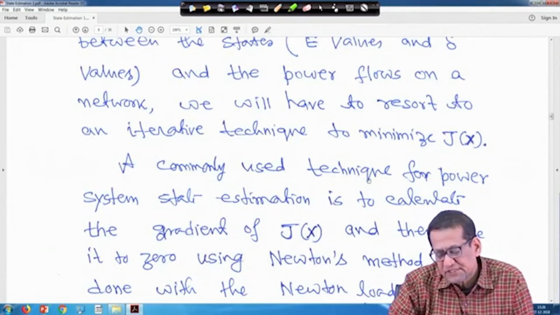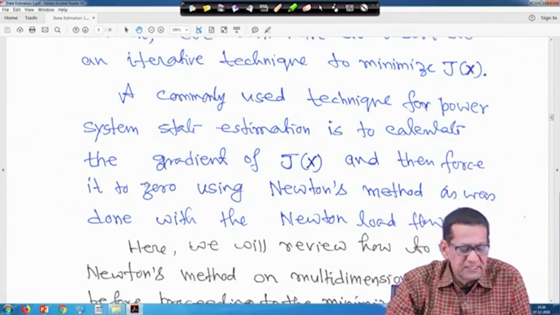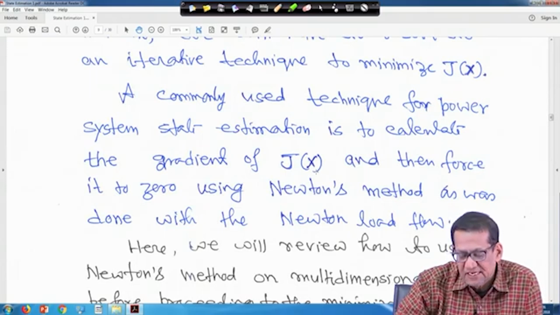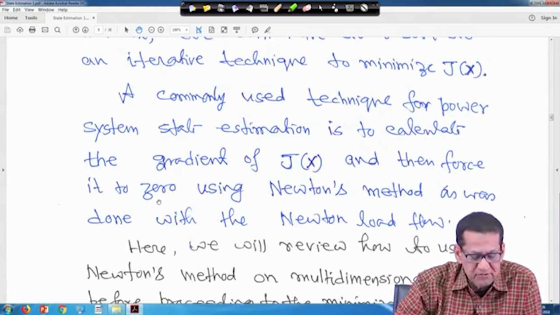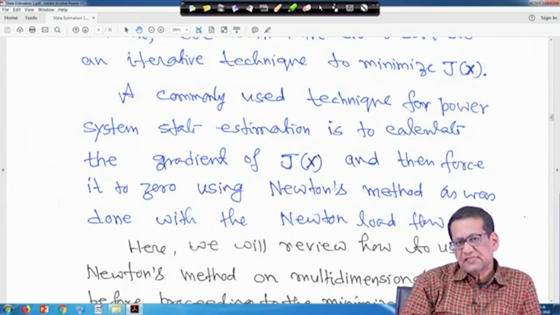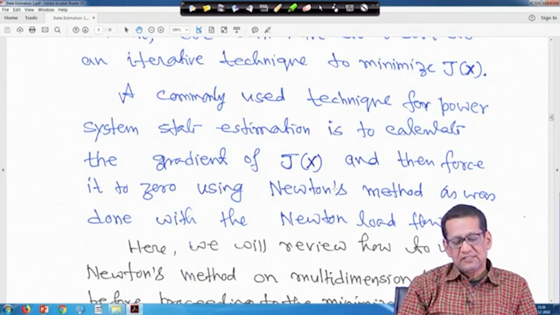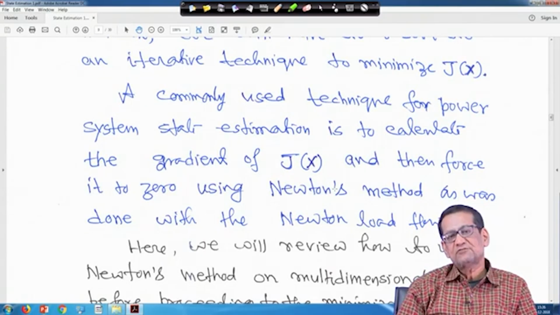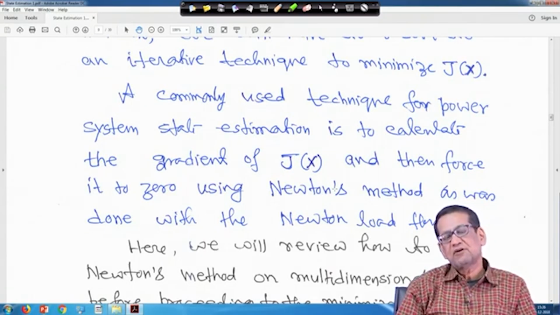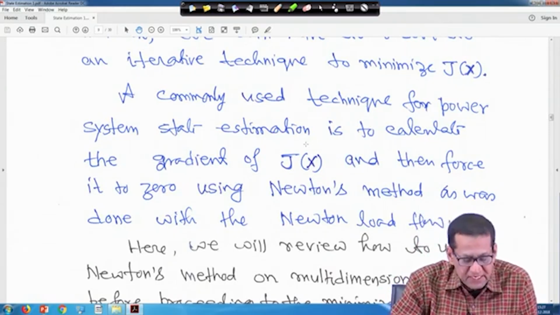Therefore, a commonly used technique for power system state estimation is to calculate the gradient of J(x) and then force it to 0 using Newton's method. That means J(x) is actually a nonlinear function, so you have to take its gradient, and then iteratively force the gradient to 0. That means you have to go for an iterative technique. So, I will show you how it is.